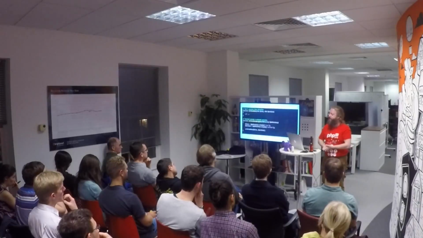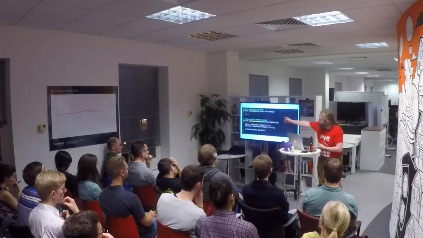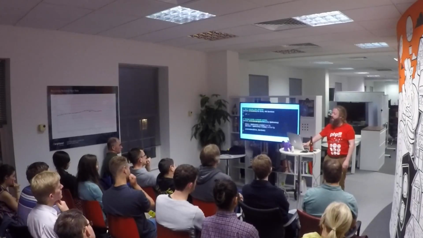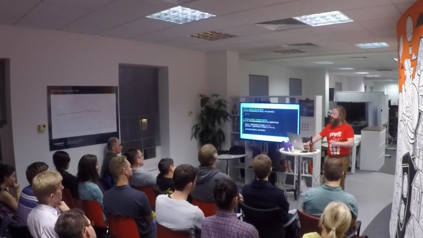is just to create a wrapper function. We've got the original function that takes the two different connections, and then in the second function, called archive data wrapped, instead of passing in the actual PDO connection itself, we pass in a PDO factory. Inside the function we call PDO factory create live to get a connection to the live database, and then PDO factory create archive to get a connection to the archive database, and then call the previous function with the parameters set.